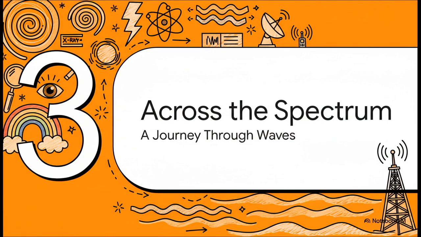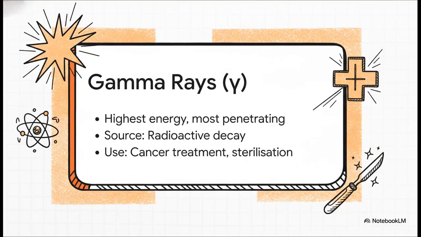For our final big topic, we're going to take a quick journey across the whole electromagnetic spectrum. We'll start with the highest energy waves and work our way down to the lowest. Kicking things off at the super high energy end, we've got gamma rays. These are the heavy hitters. They come from radioactive decay and have so much energy they can pass through almost anything. That's why we can use them for really powerful stuff, like treating cancer or sterilizing medical tools.